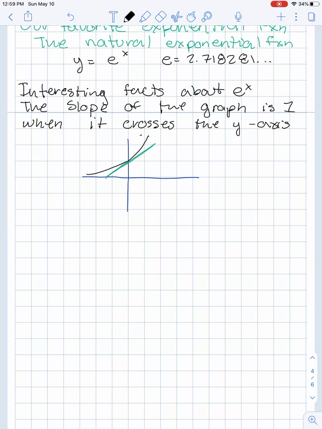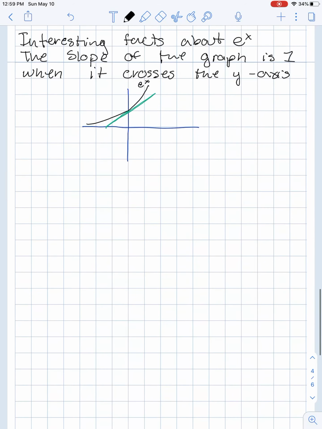e to the x also has some really interesting properties when we get to derivatives and its inverse. All right, so let's talk about something more fun than e to the x and when we can use it.